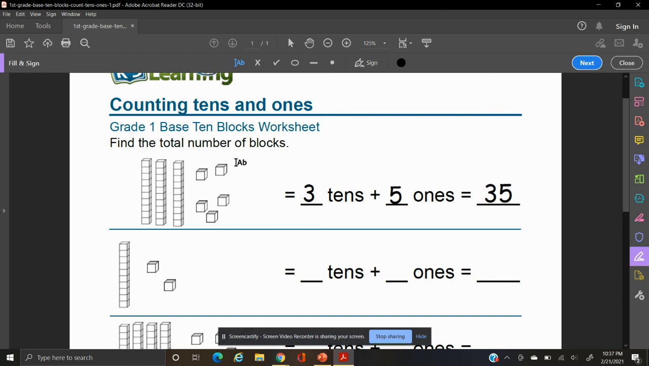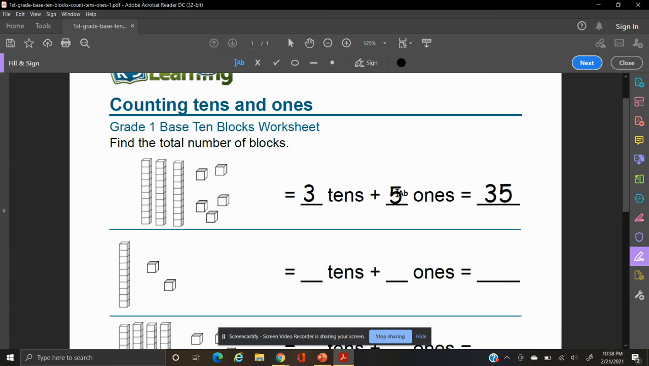So the first one, let's do this together. It says we need to find the total number of blocks. We have these blocks here. Remember, as we talked about in the presentation, when we see these, we know these are bundles of 10. So let's go ahead and count them. Remember, we can count by 10. 10, 20, 30. So to represent 30, we're going to put 3 for the tens place, because it's the same thing as saying 30. For the singles, we're going to count. We have 1, 2, 3, 4, 5. We have 5 singles, and those represent the ones place.